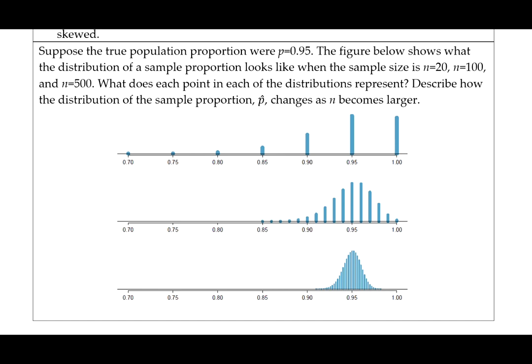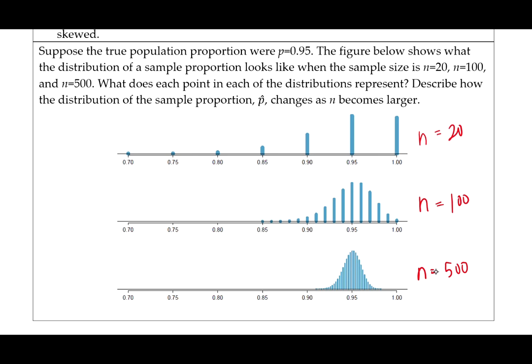It looks like lines here, but those lines are made up of points. These are graphs that show lots of different results of samples that have these different sample sizes. The first one here is for n equals 20. The next one is for n equals 100. And the bottom one is for n equals 500. So each of the points that make up these graphs is the result of one sample. So it is a sample proportion.